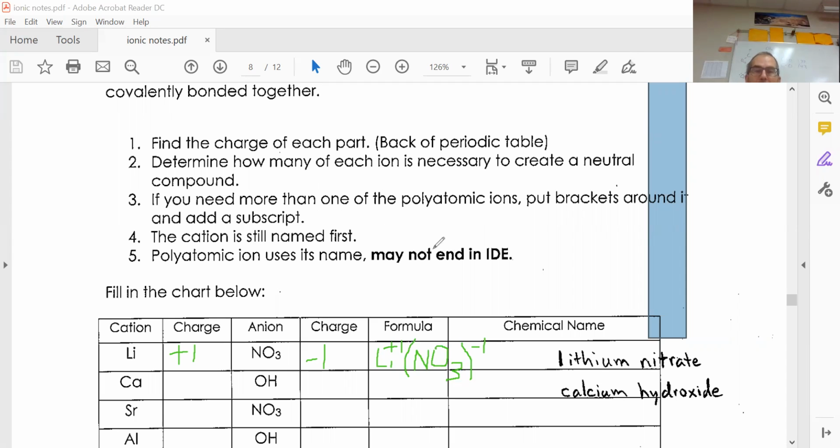Now we name the cation first, so that's going to be lithium. And then the anion is just the name that we found from the common ion chart. So when we looked up NO3 on the common ion chart, it said nitrate. So I just copied that down. Notice you aren't necessarily using the "ide" ending. You're just using whatever ending, let's just take a quick look at that, is on the common ion chart.